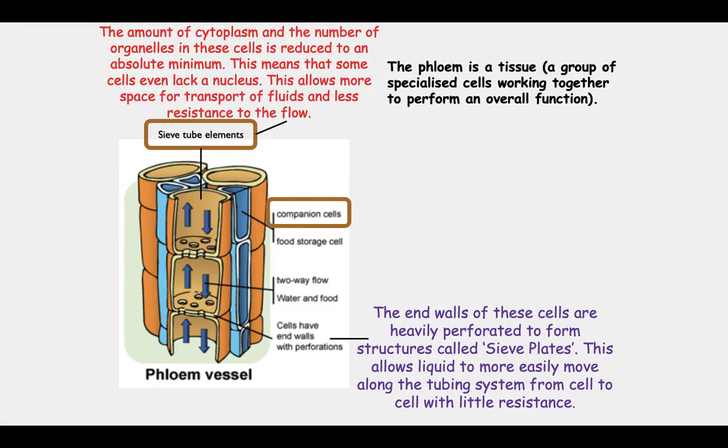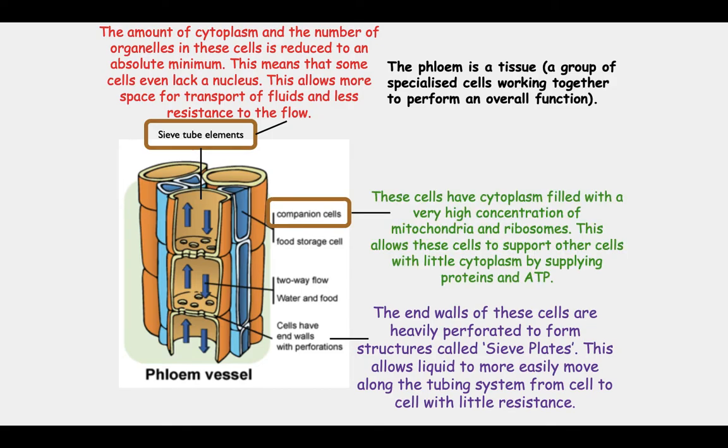Within the sieve tube elements, the amount of cytoplasm and the number of organelles in these cells is reduced to an absolute minimum, so this means that the cells even lack a nucleus. This allows more space for the transport of fluids and less resistance to the flow through the sieve tube elements. And your companion cells have cytoplasm filled with a very high concentration of mitochondria and ribosomes. This allows the cells to support other cells with little cytoplasm by supplying proteins and ATP. So because the sieve tube elements have lost most of their organelles, the companion cells can supply them with all the things that they can't make due to that.